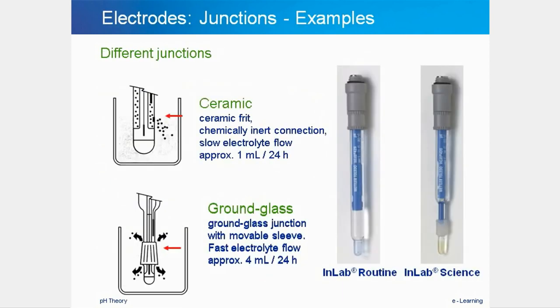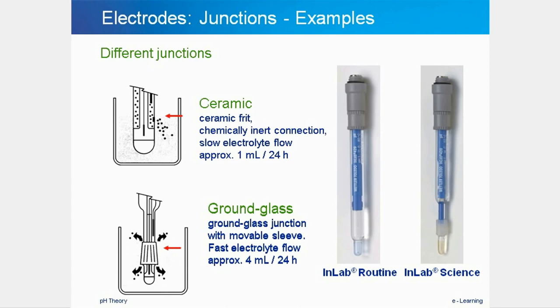To start with, we have a look at the type of junctions which are available for the electrodes. The default diaphragm is the so-called ceramic frit. This is a small insert into the shaft of the electrode which is made out of porous ceramic material which allows the reference electrolyte to flow through it. For most applications, this is a good solution as it allows a free flow and contact between the inside and outside of the reference elements. The electrolyte flow through the ceramic frit is relatively slow at approximately 1 milliliter per 24 hours.